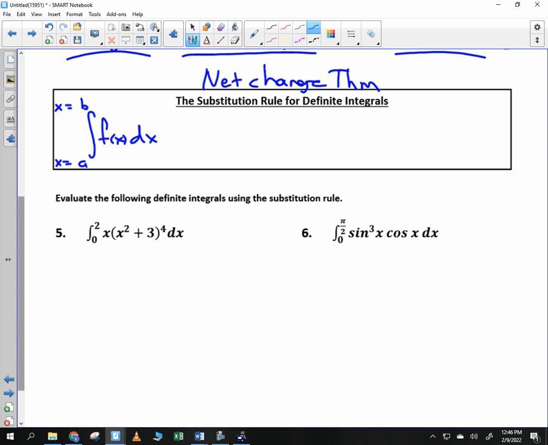Well, we talked about changing this integral from x. What happens if you change it so it's u instead? Well, what happens to the bounds? You just find u of a and u of b. And we'll see what that looks like here in just a second. You don't have to use this all the time, but I may ask you on a test, please show this definite integral by using substitution of bounds.